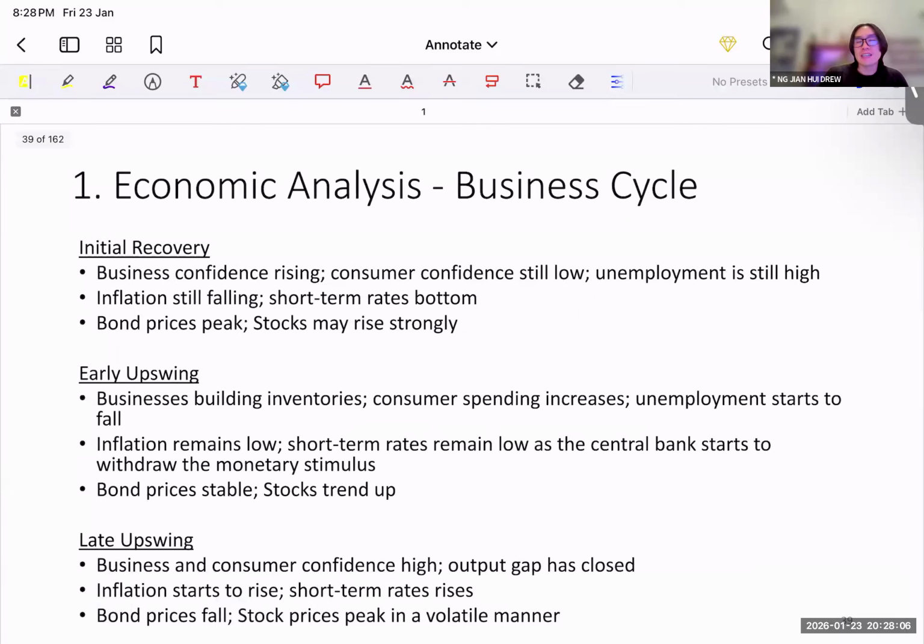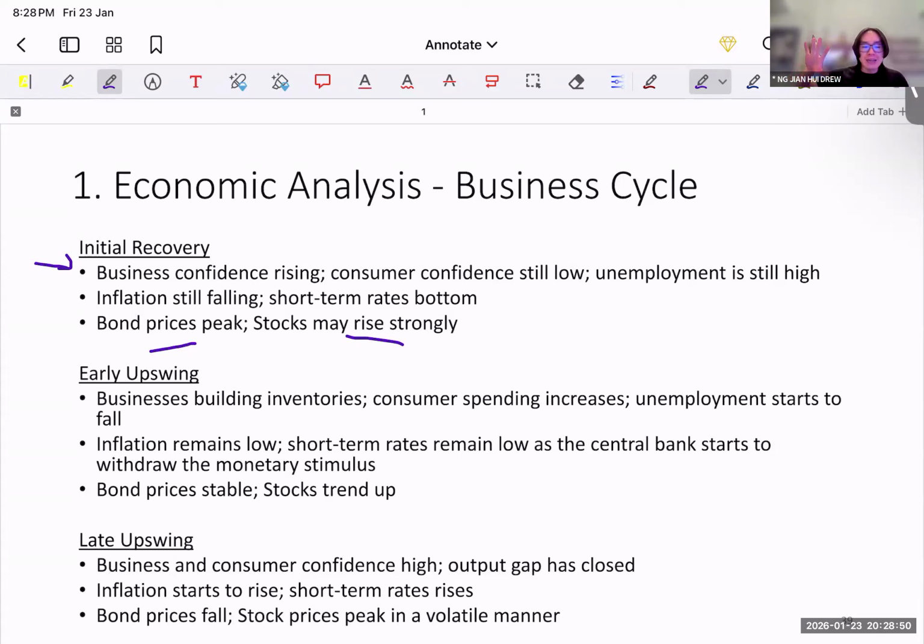We start off with the initial recovery. Initial recovery is where the economy is starting to recover from its lowest point. Consumer confidence is still low, business confidence starts increasing, unemployment is still quite high. So things are still not doing too well. Inflation is decreasing. Stocks might slowly rise. Bond price, because bond is a safe haven trade, is at the highest, right? So these are some characteristics of an initial recovery of the business cycle.